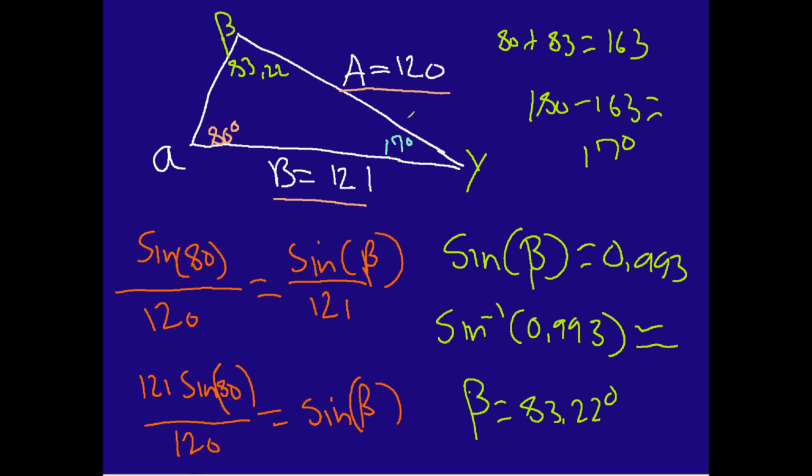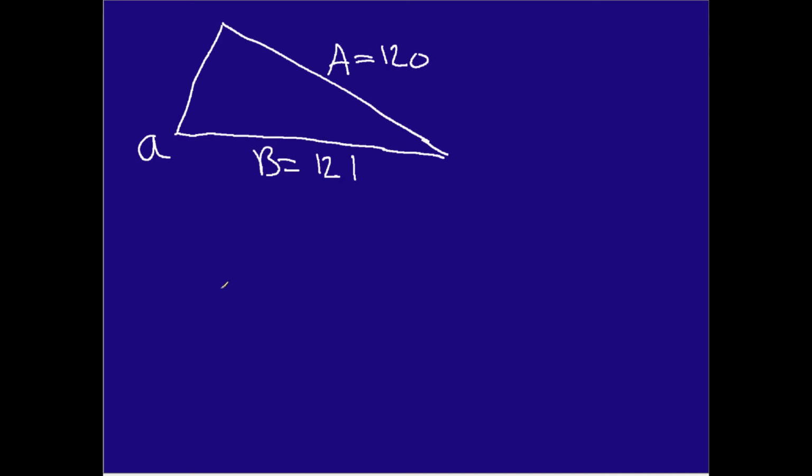If we really want to, we could also solve and figure out the length of C over here, because we don't know what it is. So let's go ahead and do that on the next slide. So we have sine, this is again 80 degrees, I forgot to put that in here.